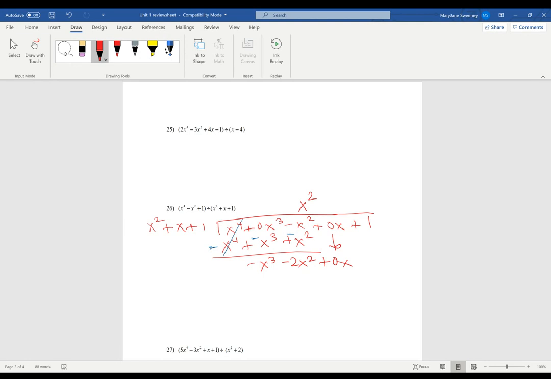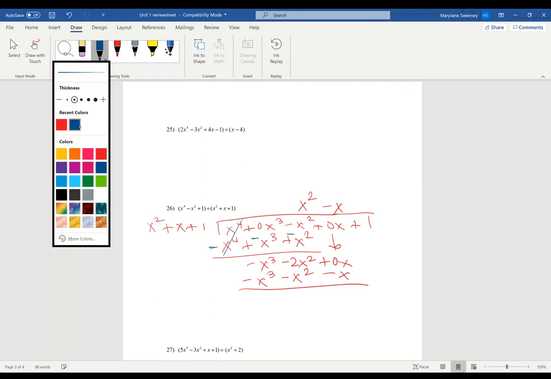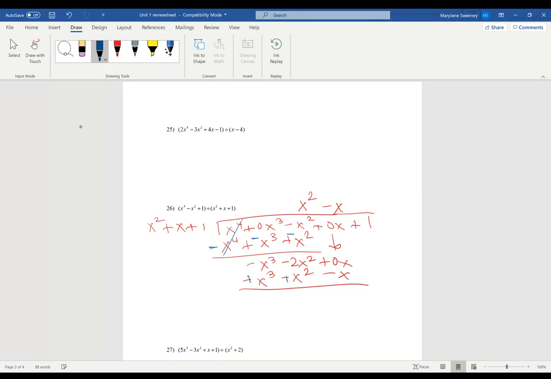What times x squared gives me a negative x cubed? That would be a negative x. Negative x cubed. Negative x squared. Negative x. Subtract going down. So it's plus, plus, plus. Minus a negative will go to plus. This is negative x squared. 0 plus 1 is a plus 1x. Bring down our plus 1, and then we do it one more time.